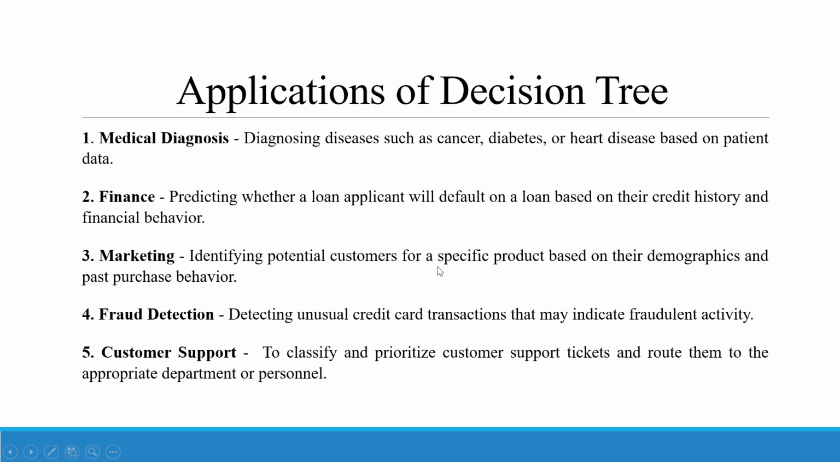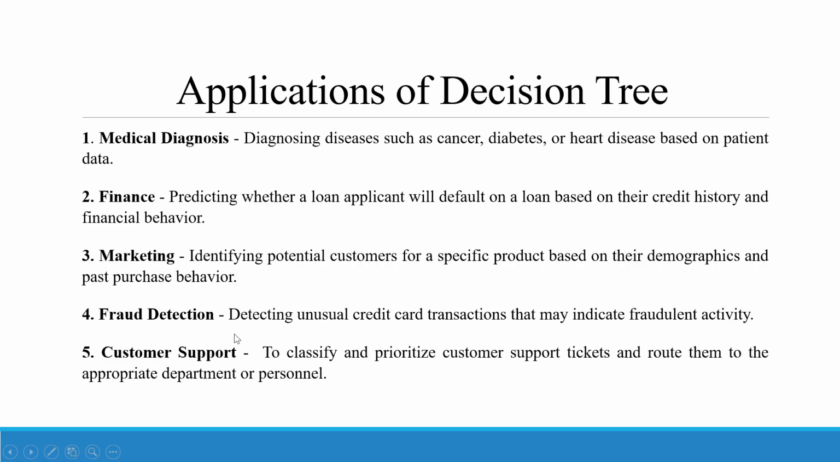Applications of decision tree. We start with medical diagnosis: diagnosing diseases such as cancer, diabetes, or heart disease based on patient data. Second application is predicting whether a loan applicant will default on a loan based on their credit history and financial behavior. Marketing: identifying potential customers for a specific product based on their demographics and past purchase behavior.